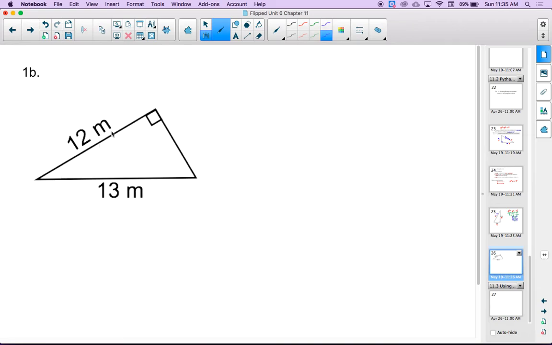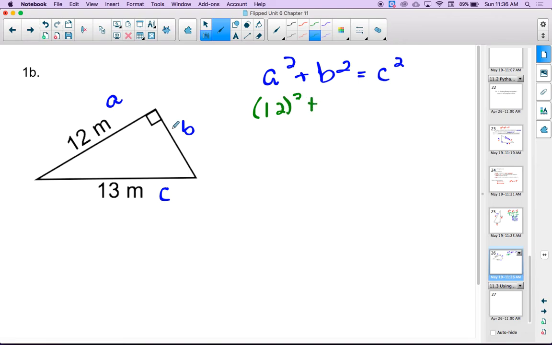1b, we've got our 2 legs here forming the right angle. This is leg A, this is leg B. And across from the right angle is our hypotenuse, C. So we get a squared plus b squared equals c squared. And we are going to do some substituting. We're going to substitute 12 in for A. B is still a variable, so B stays B. And we're going to substitute 13 in for C.